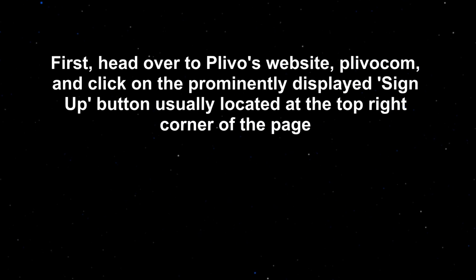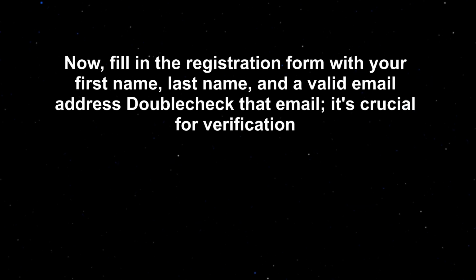First, head over to Plivo's website, plivo.com, and click on the prominently displayed Sign Up button usually located at the top right corner of the page. Now, fill in the registration form with your first name, last name, and a valid email address. Double-check that email. It's crucial for verification.